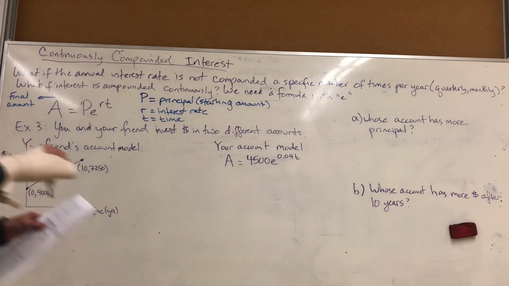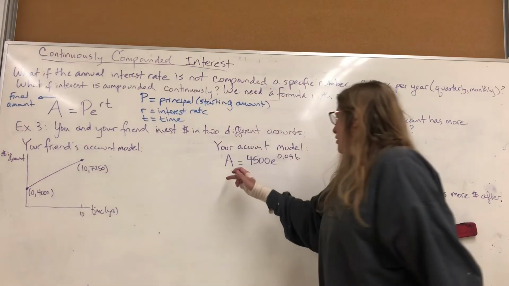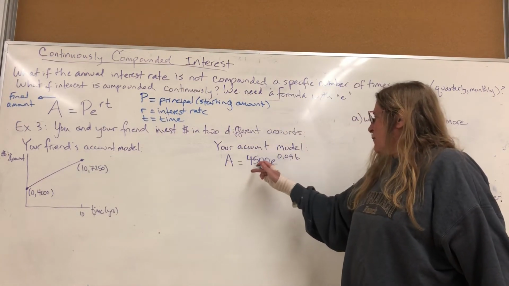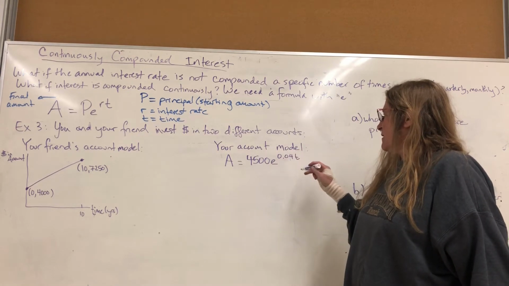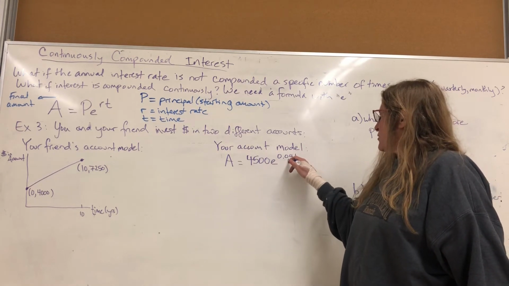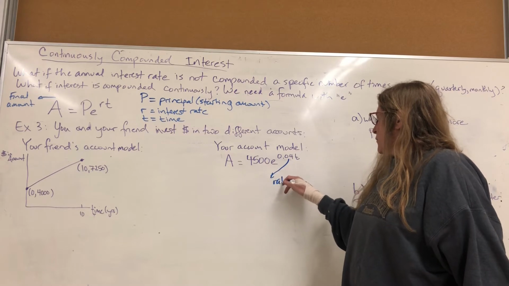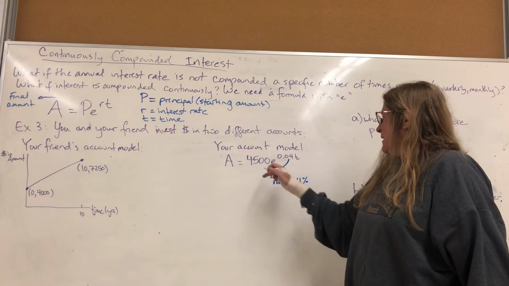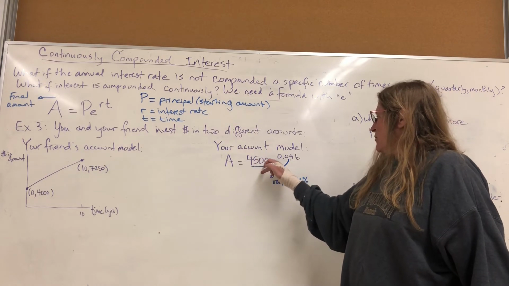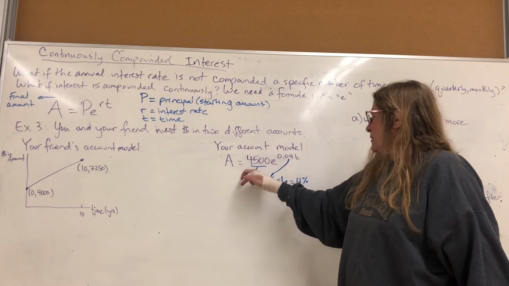For your account we have a formula. So we know our final amount is 4,500 e to the 0.04t. Right, so this means our interest rate is 4%, right? And 4,500 is our principal.